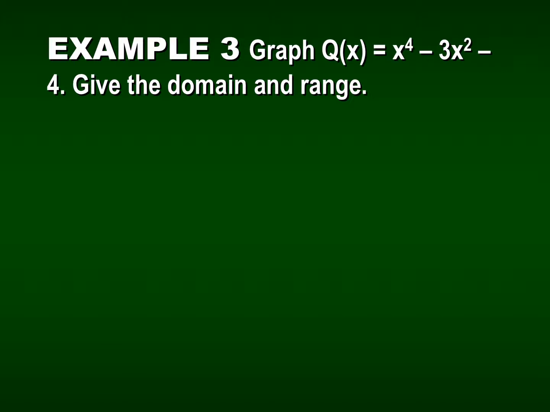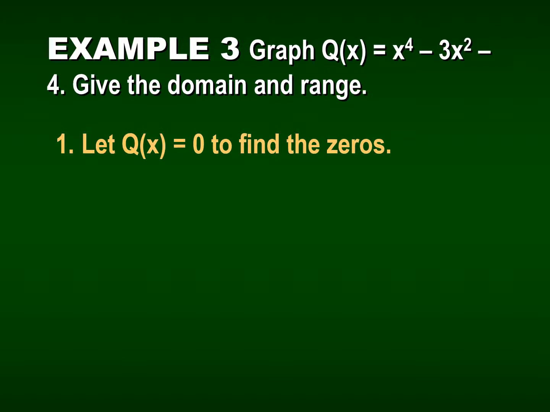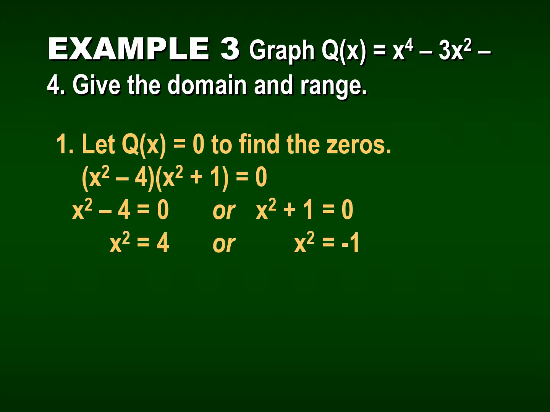Let's try another one. Let's graph x to the 4th minus 3x squared minus 4. So we need to find the zeros, so we're going to factor. So first of all, we'll factor, and we'll have x squared minus 4 times x squared plus 1. So which means that if we solve for both of those, we get x is equal to plus or minus 2, or x is equal to plus or minus the square root of -1, which is i.